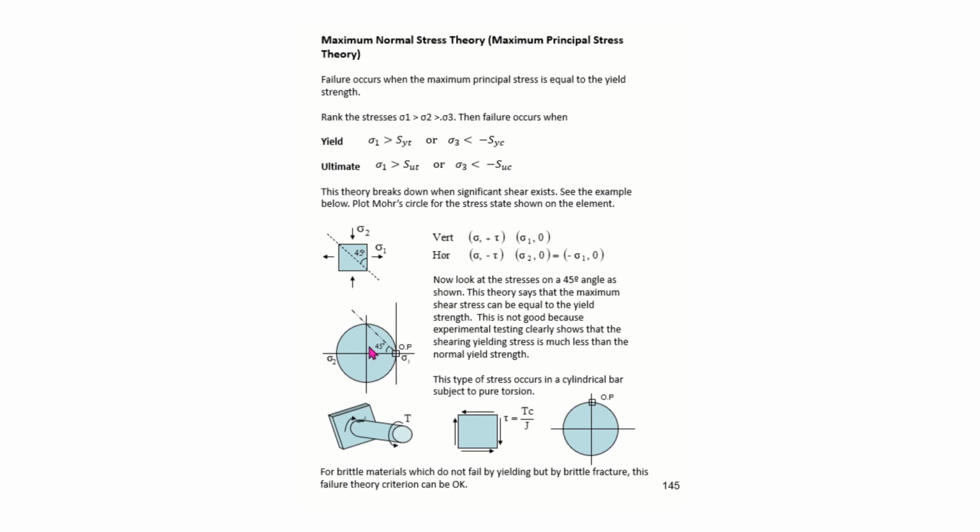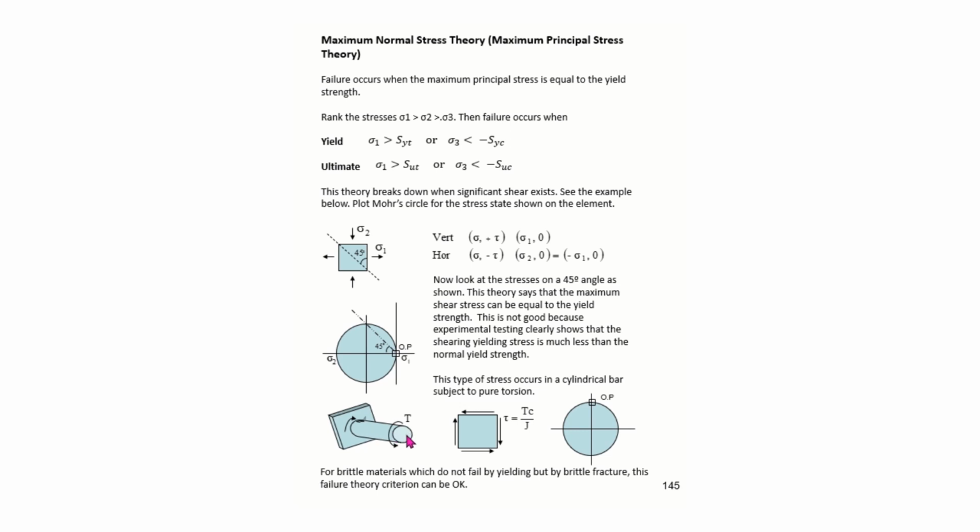So it's a non-conservative failure theory when your sigma 1 and your sigma 2 are nearly equal but opposite in magnitude. Then this failure theory will break down, because it predicts again that the radius of your circle is sigma 1, and so your tau max is equal to your maximum normal stress. And this type of stress occurs in a cylindrical bar subjected to pure torsion as well.